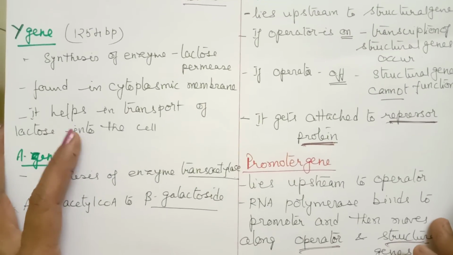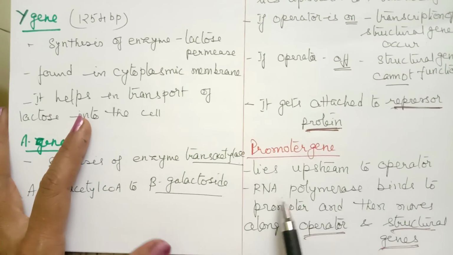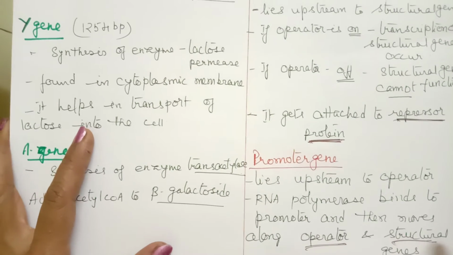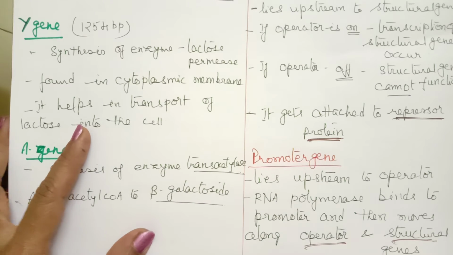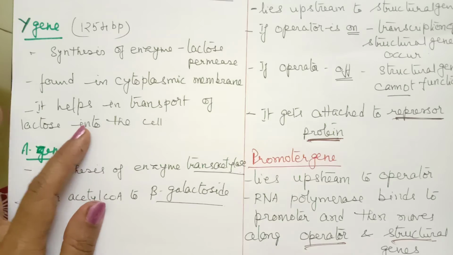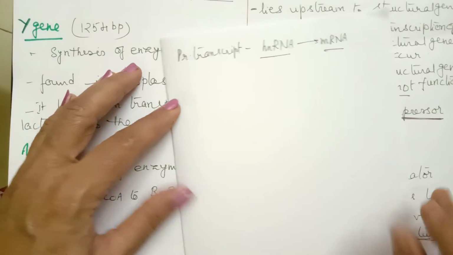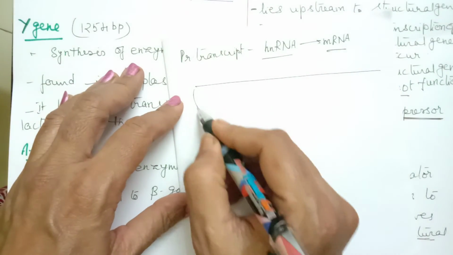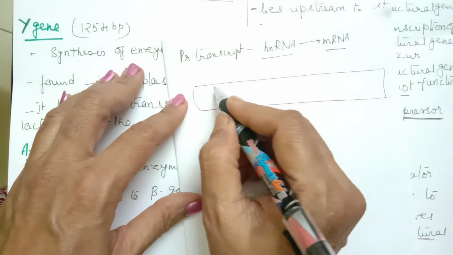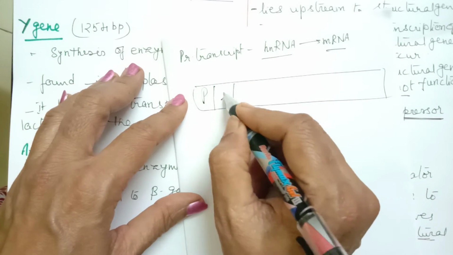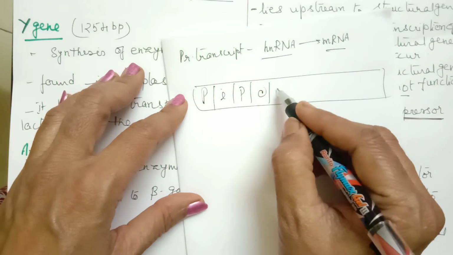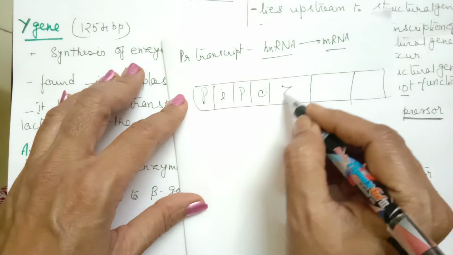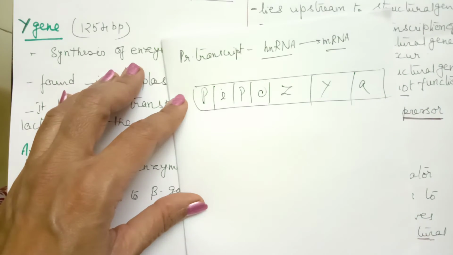Next is the promoter gene. This lies upstream to operator. We have just seen upstream to operator, the promoter will lie. So positions you should be very, very clear, children. You should know the position exactly. So if we take, there is a promoter here, then there is an inhibitor or regulatory gene, another promoter, then operator, and then there is Z, Y and A.